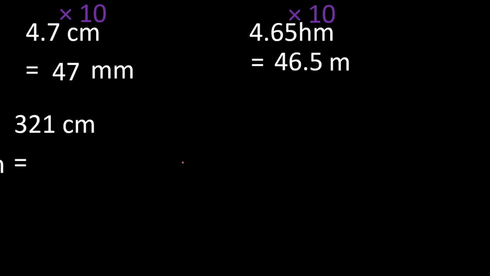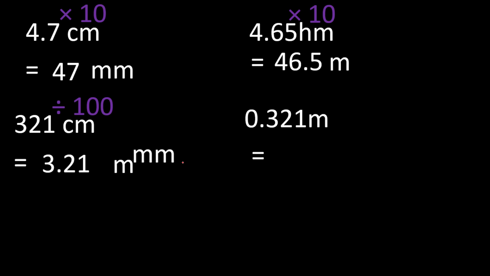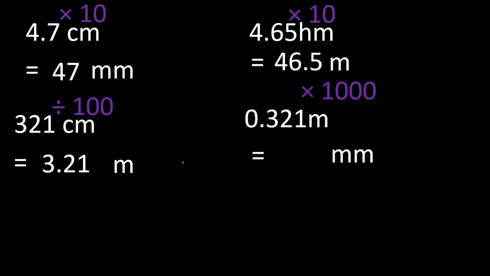321 centimeter equals what? Meter. We can divide by 100. It's very easy to remember. So it will be 3.21. 0.321 meter equals what? Millimeter. So to convert from meter to millimeter, just multiply by 1000. So move the decimal point to the right 3 digits. So it will be 321, a whole number.